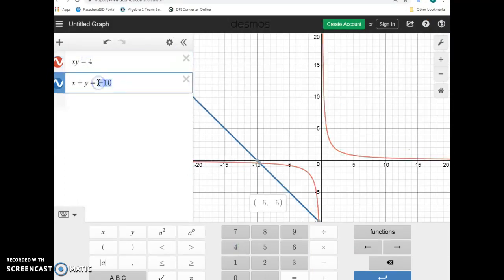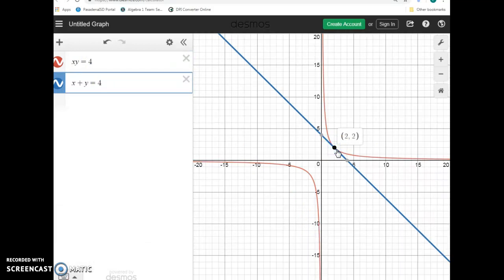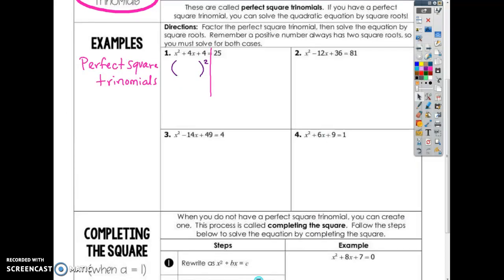And some of you already know this. It's a positive 2 and a positive 2. So right here, I would put x plus 2 squared equals 25. Well, what did we learn yesterday? Yesterday, we did square roots. So if I take the square root of this side and the square root of this side, okay, the square is going to go away.